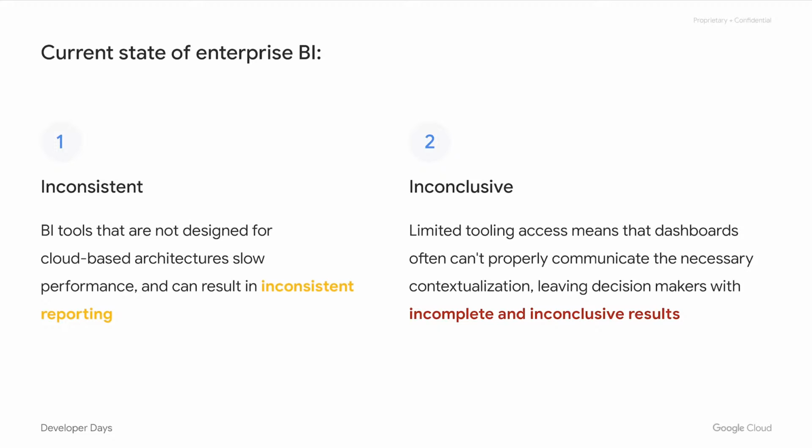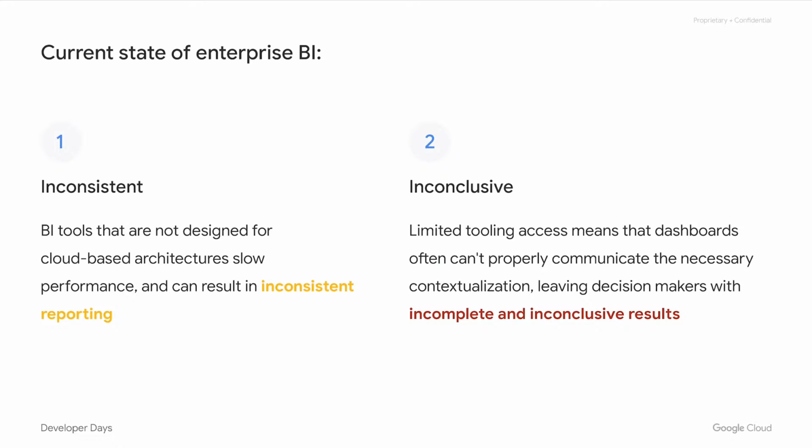It can also be inconclusive. Charting and dashboarding can only provide so much information, especially if they can't incorporate real-time data. This means that decision makers don't always have the context they need to properly interpret the data they're given, leaving them with an inconclusive view of the business.